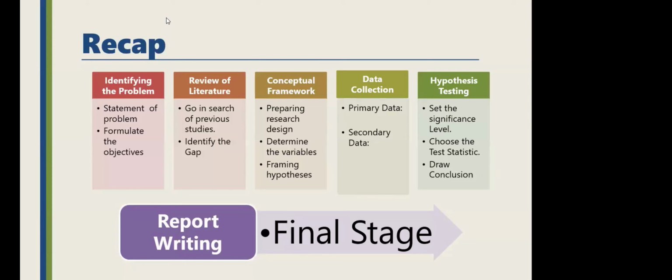In the hypothesis testing, first you have to set the level of significance. Then you choose your test statistics, that is, how you are using your statistical tools to test your level of significance, and then you draw the conclusion. After all these stages, the final stage is the writing of a report.